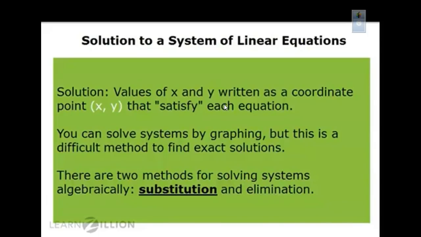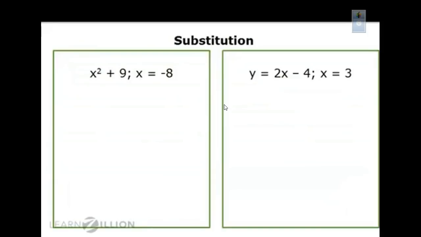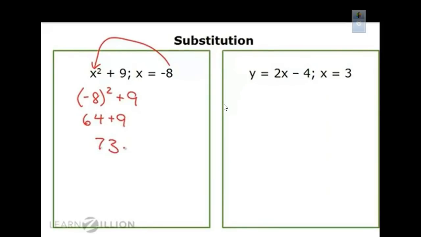I am going to explain the idea of substitution by showing how you substituted in your mathematical past. Here we have two problems where we've used substitutions previously. In the first problem, x squared plus 9, where x equals negative 8, I'm going to substitute negative 8 for x. So I'm just going to plug it in. And typically when we substitute, we put parentheses around what we're substituting. So I get negative 8 squared is positive 64 plus 9 equals 73.